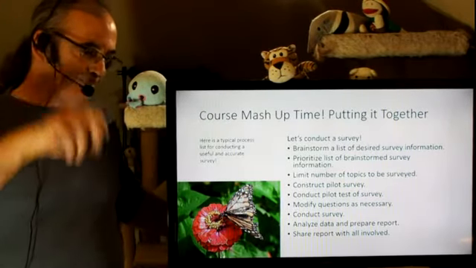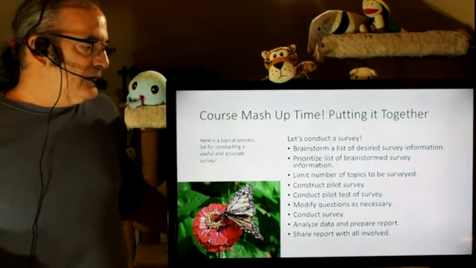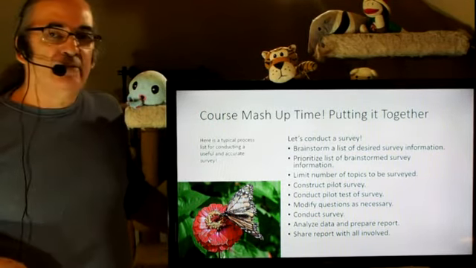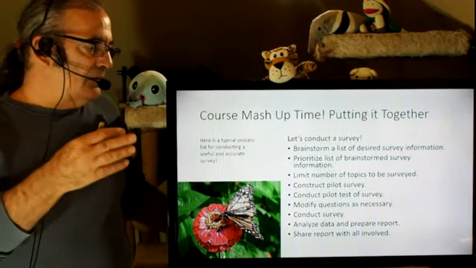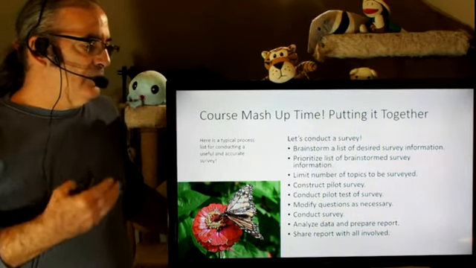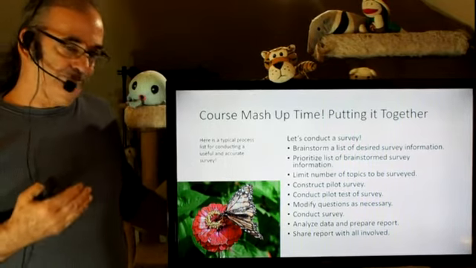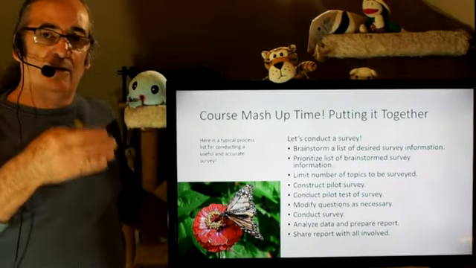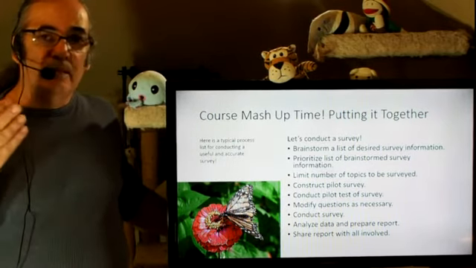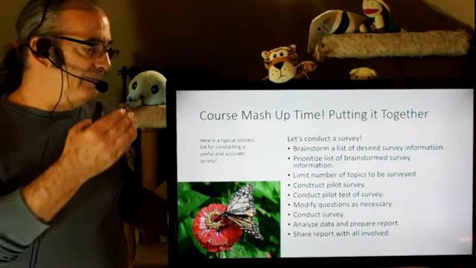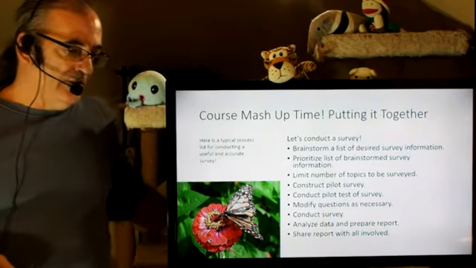Let's mash it up. Okay? Here's a typical process list for conducting a useful and accurate survey, an unflowed flowchart, if you will. So let's conduct a survey. Brainstorm a list of desired survey information. Prioritize the brainstorm list. So what do we need to know? Let's generate a list, right? And then prioritize the list through maybe a system of 10-4 voting. Remember that? Limit the number of topics to be surveyed so our survey questionnaire is brief enough.